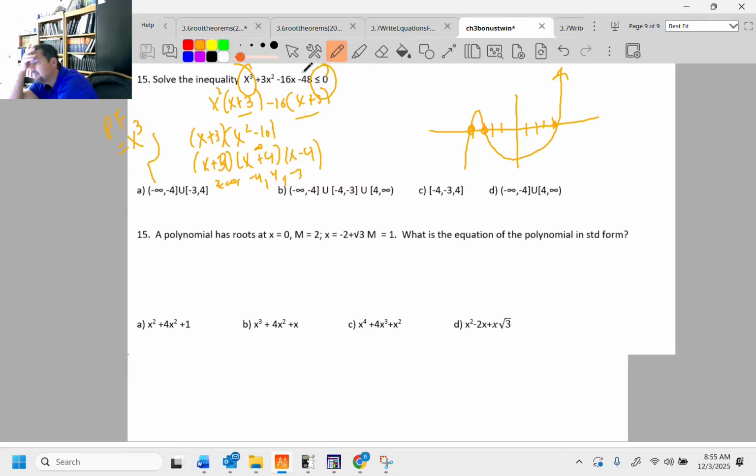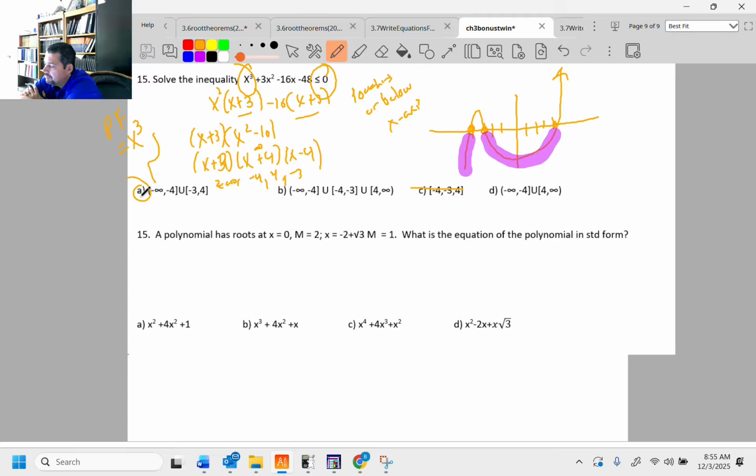All right, less than or equal to 0 means touching or below the x-axis. So that's going to be this region of space and that region of space. Now this region of space runs from -infinity all the way to -4. So C is gone. This region of space runs from -3 to 4. Choice A. There's no gaps in it, so it's choice A.